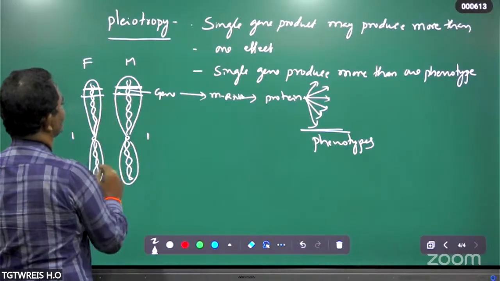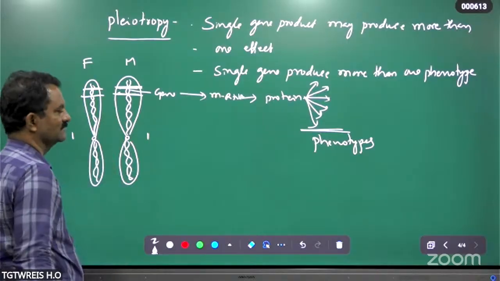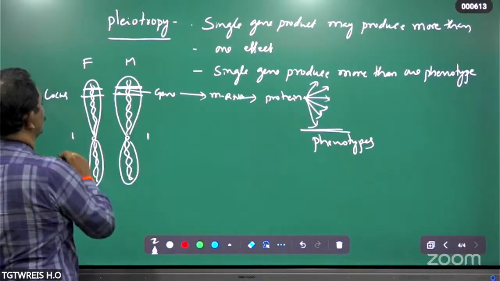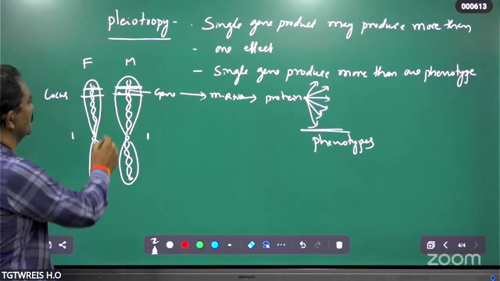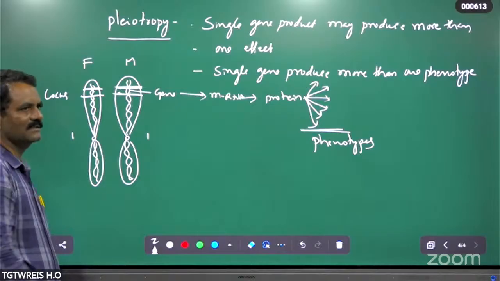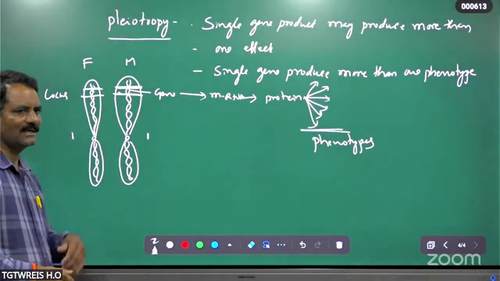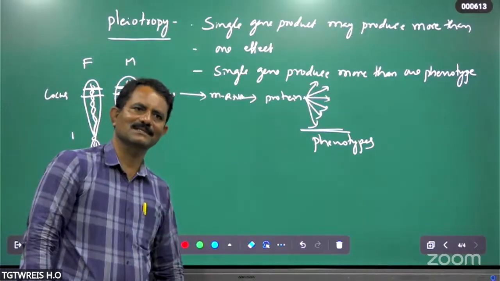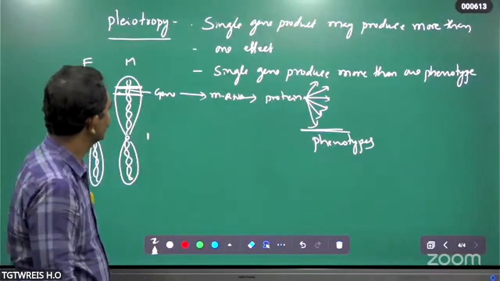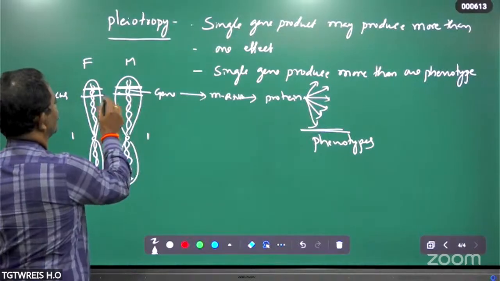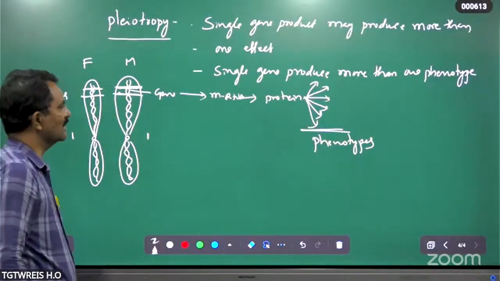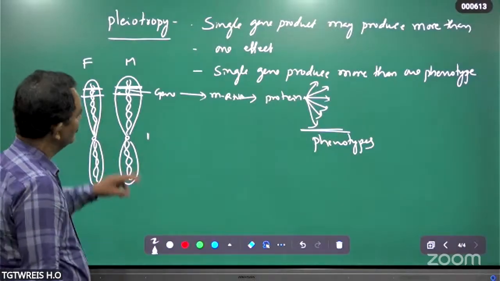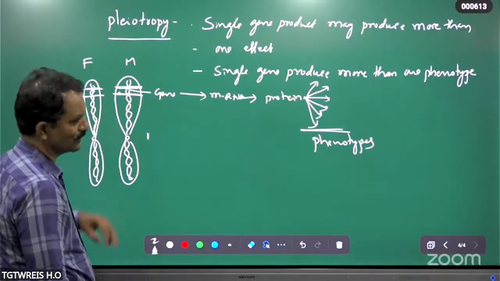These are the two alleles present on the locus. On the locus, two alleles are there. Alleles are nothing but alternative forms of a gene. So a gene has two copies: one copy present on the father's chromosome, another copy present on the mother's chromosome.